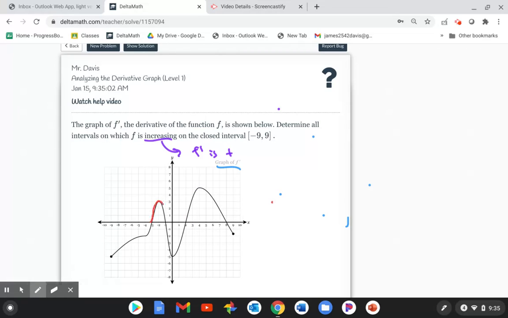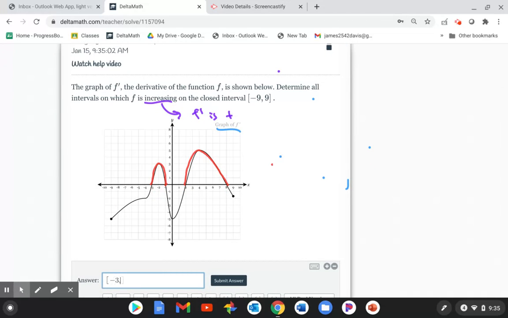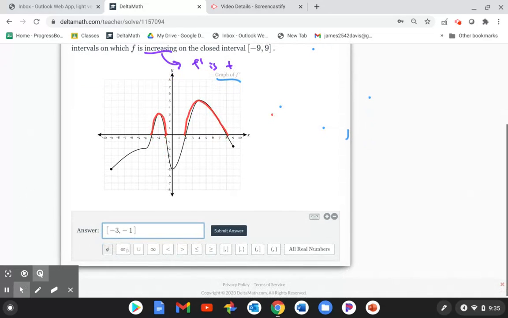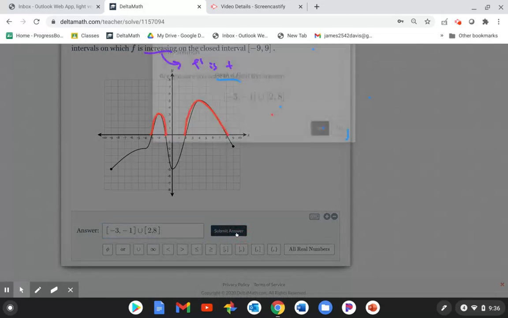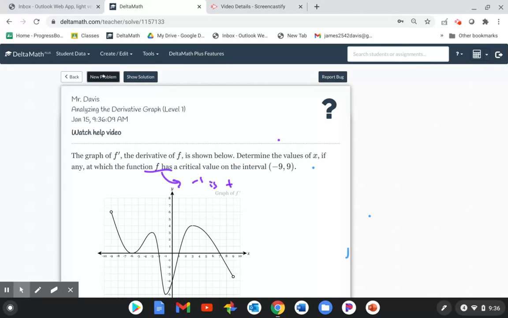So from here to here, it's increasing. From here to here, it's increasing. Those two intervals. And again, type them in with brackets. For whatever reason, that's how Delta Math wants it. 2 to 8. And there we go.